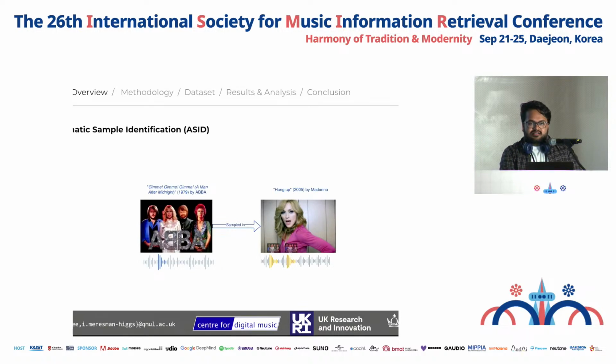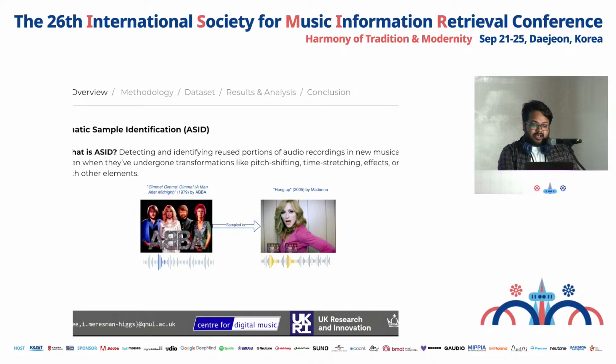So, firstly, the first order of business is to define what sampling is. Sampling is a music production technique where a portion of an existing song, aka the sample, is incorporated into a new musical work. And the task at hand is the automatic identification of these samples, which can be quite a complex task given that a sample can be significantly altered during a sampling process.